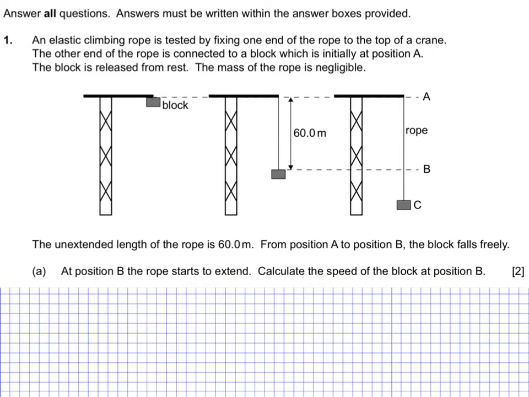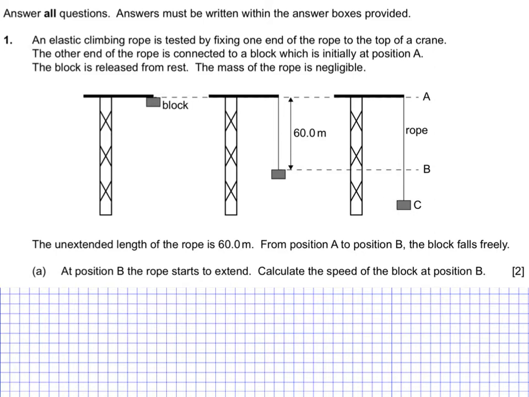We have an elastic climbing rope being tested. We're fixing one end of the rope to the top of a crane and the other end of the rope connected to a block, initially at position A here in the diagram. The block is released from a resting position and we ignore the mass of the rope. So hopefully we can follow this through, and this is going to be a scenario as it unfolds.